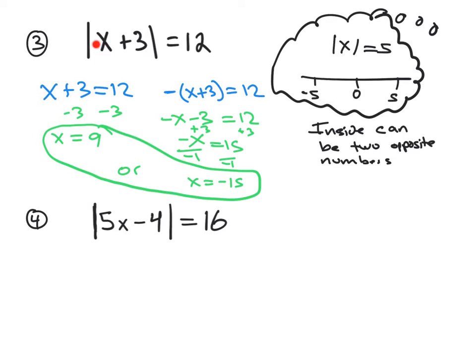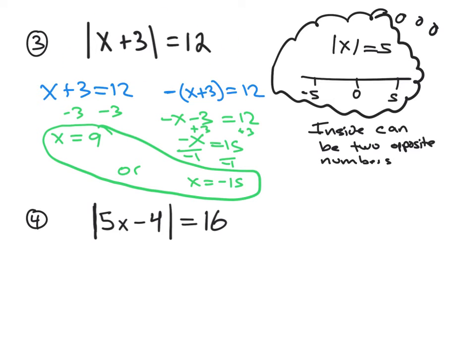Let's put 9 into this equation for x. 9 plus 3 is 12, and the distance from 0 of 12 is 12. So 9 works. And then let's do negative 15. Negative 15 plus 3 is negative 12, and the distance from 0 of negative 12 is 12, so that works too. Okay, so both of those solutions make this equation true.